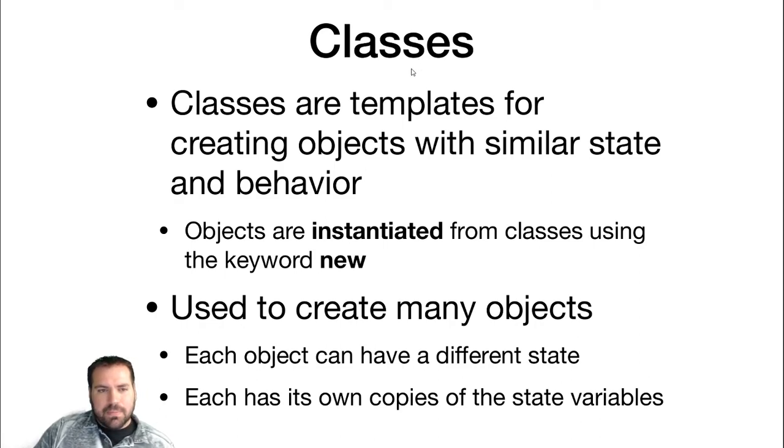So with a class defined, we're going to define a new type, and then whenever we want an object of that type, we're going to use the keyword new. We're going to say, give me a new object using this class that I wrote. That's going to give you a copy of all the state variables and all the behavior of that class in that object. You can't work with classes directly, but you can create objects from the classes and then work with those objects.